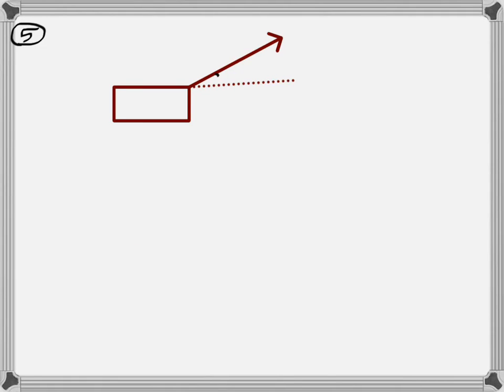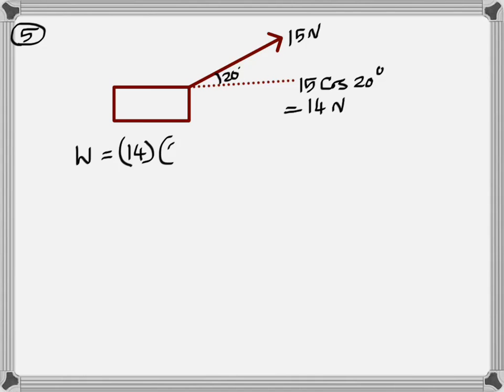In number 5, the force is acting at 20 degrees and the component is 15 cos 20, which gives 14 newtons, and work is just the product of that force along the direction of displacement with the displacement, that gives you 84 joules.